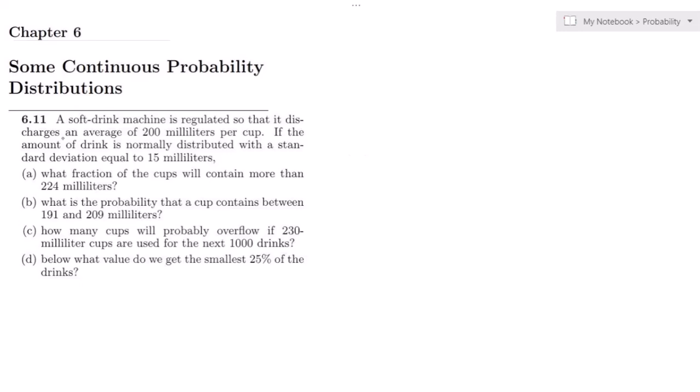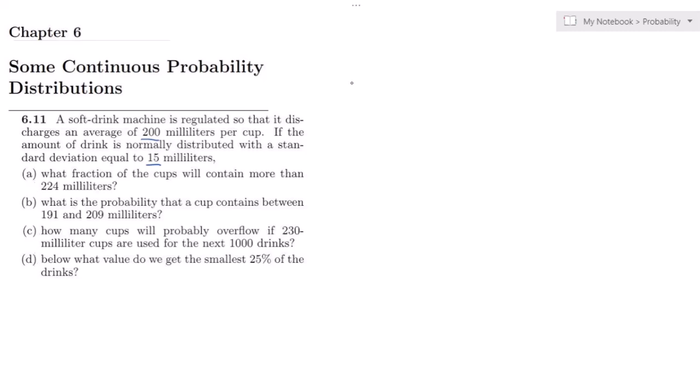Welcome back, guys. This is question 6.11, and the statement of this question is: a soft drink machine is regulated so that it discharges an average of 200 milliliters per cup. Okay, so the average is given. If the amount of drink is normally distributed with a standard deviation equal to 15 milliliters, on the basis of it we are asked to find the questions given in part A, part B, part C and part D.